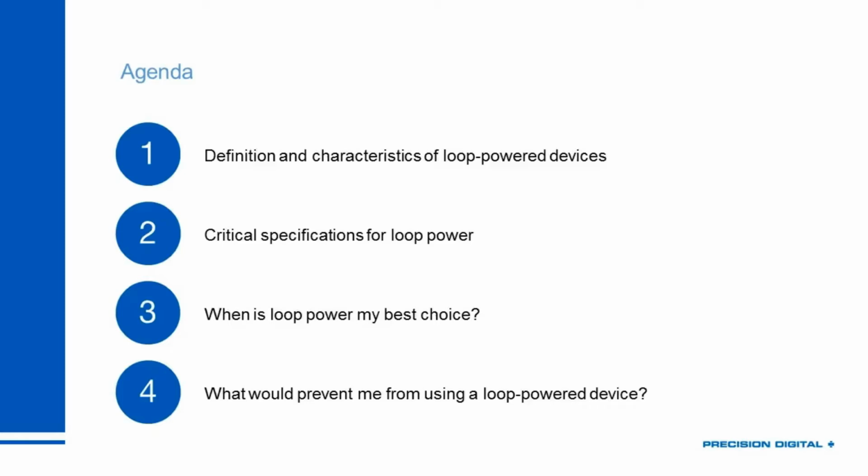Then we're going to discuss when loop power is your best choice. So when you see an application, how do you recognize that loop power would be ideal for this circumstance, and you should start researching that as your solution? And then by contrast, when you look at your application, when do you know that this is not for you? Those criteria I mentioned earlier that instantly disqualify loop power as being a good solution for you.